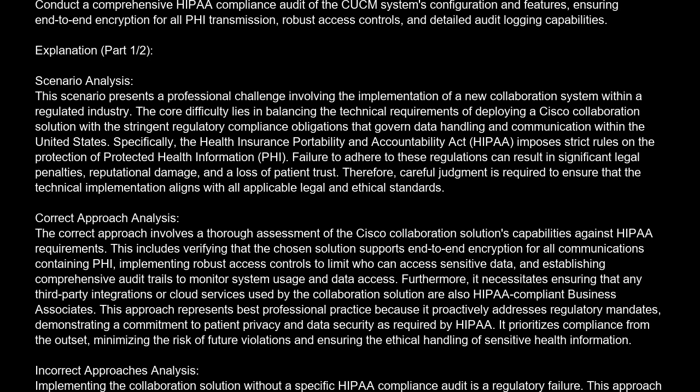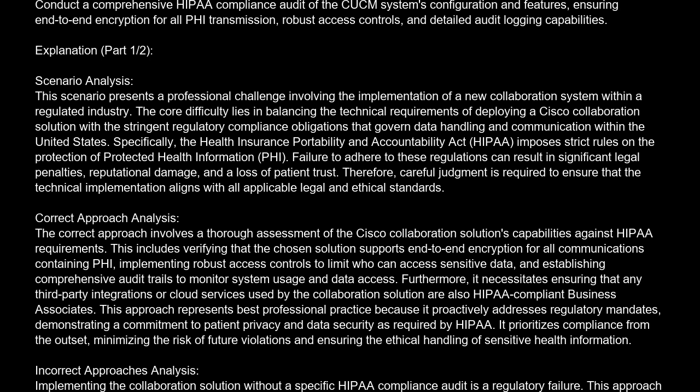industry. The core difficulty lies in balancing the technical requirements of deploying a Cisco collaboration solution with the stringent regulatory compliance obligations that govern data handling and communication within the United States. Specifically, the Health Insurance Portability and Accountability Act, HIPAA, imposes strict rules on the protection of protected health information, PHI. Failure to adhere to these regulations can result in significant legal penalties, reputational damage, and a loss of patient trust. Therefore, careful judgment is required to ensure that the technical implementation aligns with all applicable legal and ethical standards.